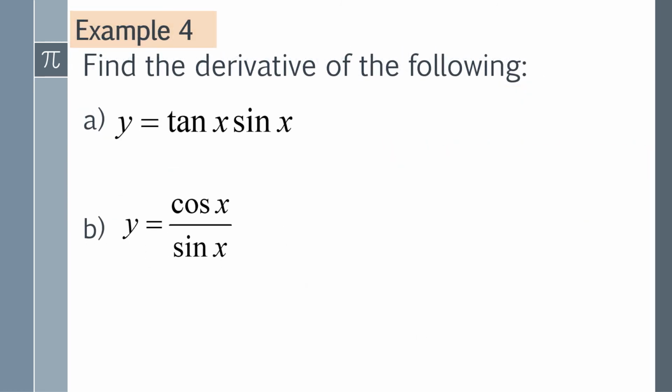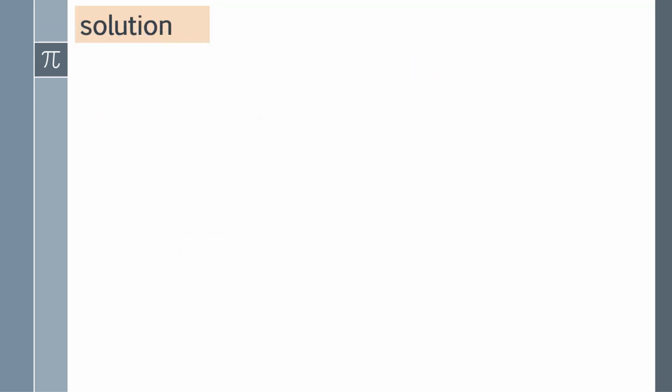Example 4. Find the derivative of the following. A, y equal to tangent x sin x, and B, y equal to cos x over sin x. How to solve this question? y equal to tangent x sin x. We have two functions here, tangent x and sin x. Actually, we will use the product rule formula.